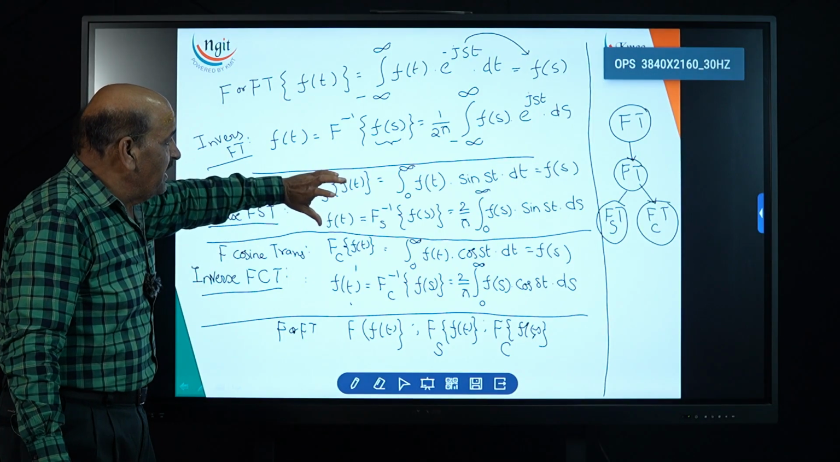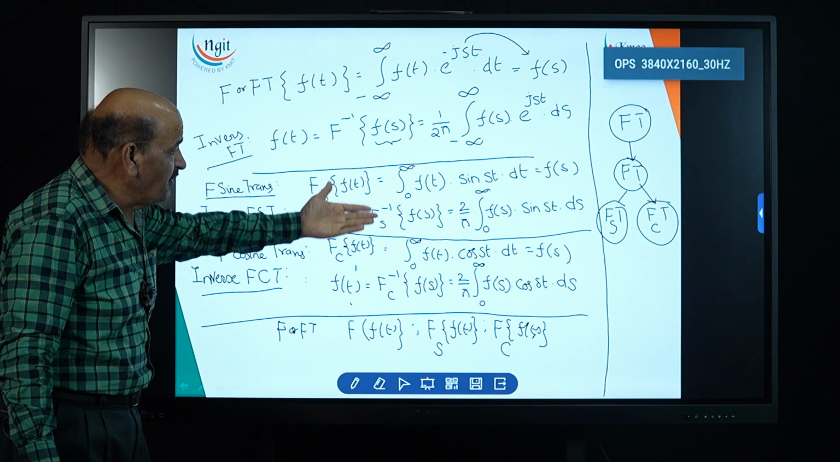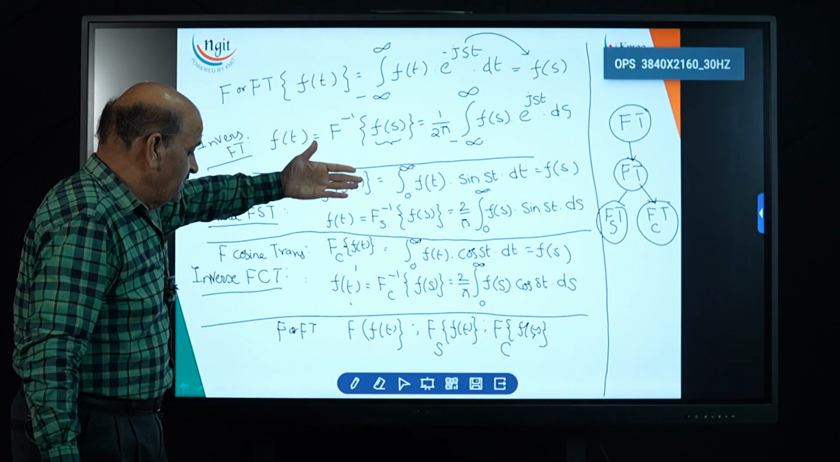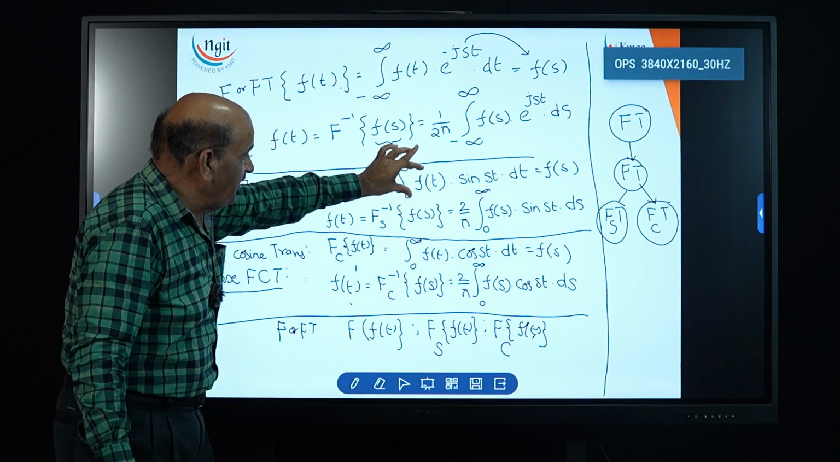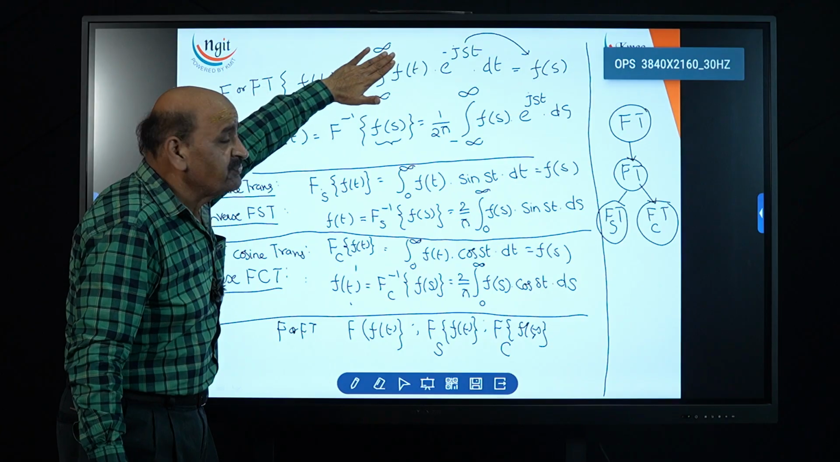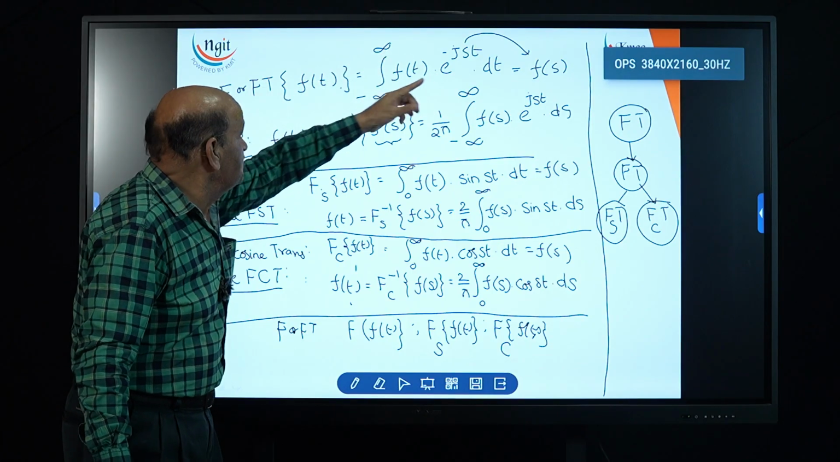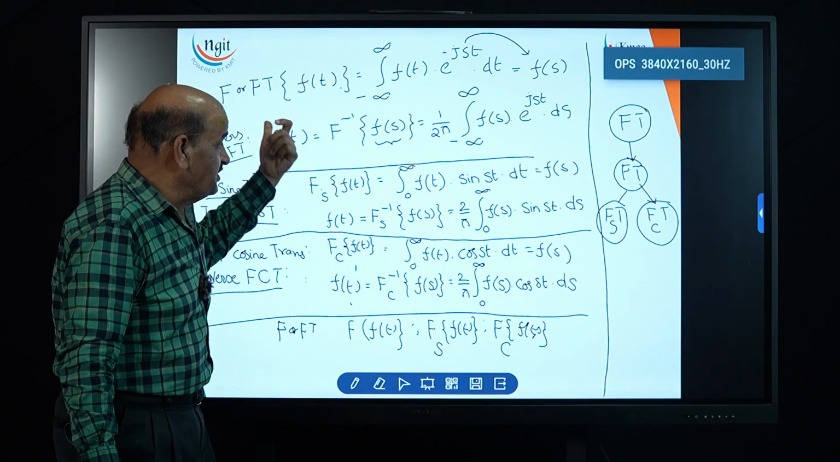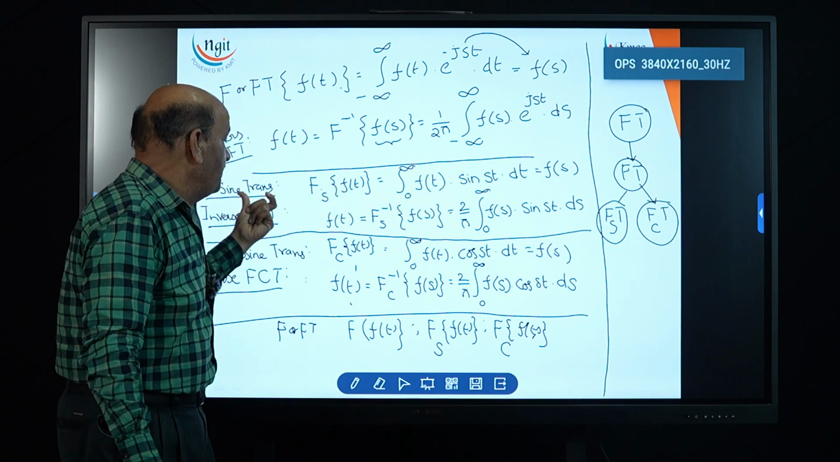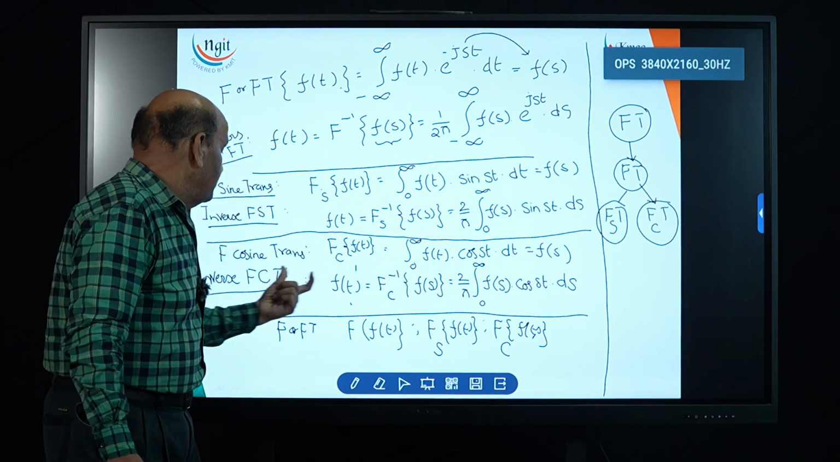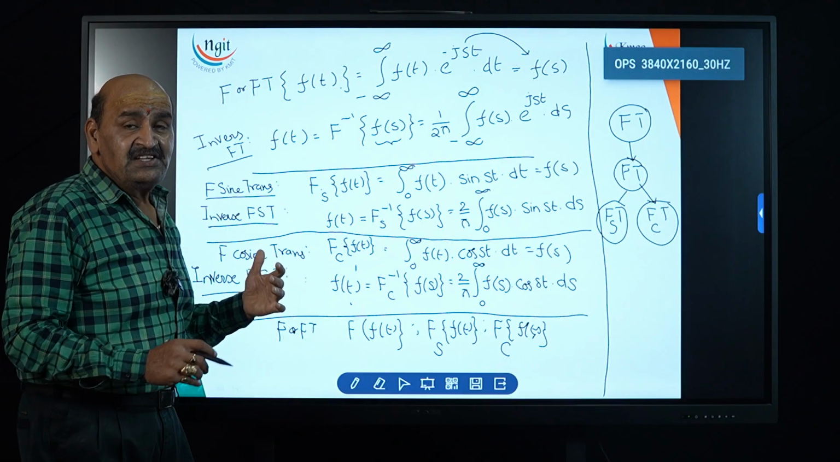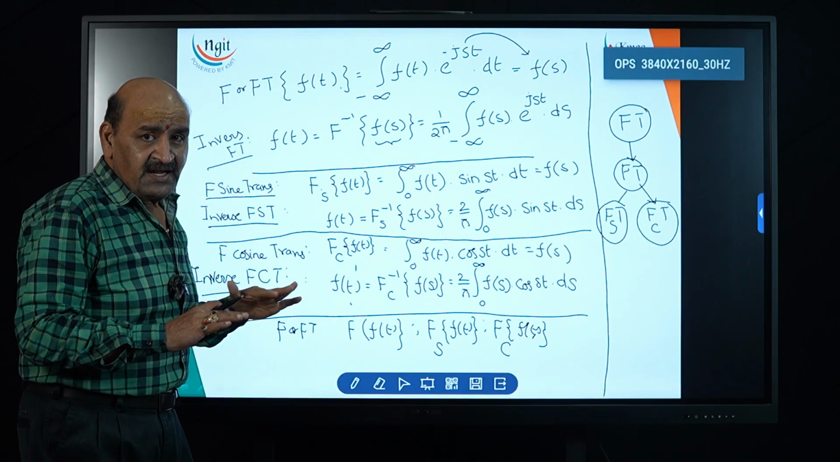To make a differentiation among the integral formulas, look at f of t, f of t, f of t, the common term. Whenever there is an exponential, this is Fourier transformation. Whenever there is sine, it is Fourier sine. Whenever there is cosine, this is Fourier cosine. That is the easy way of remembering these 3 transforms.